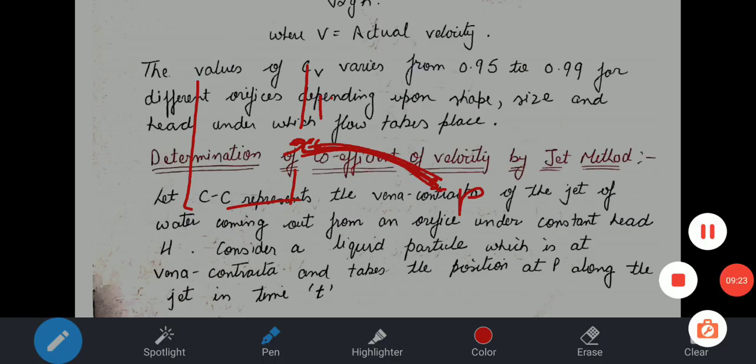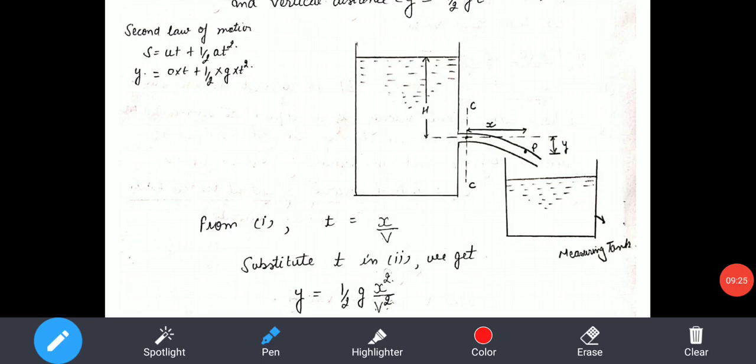You can see from the diagram here, it is a cylindrical tank, an orifice meter is fitted, and at vena contracta I considered a liquid particle, and in a time interval t, suppose it reaches point P.